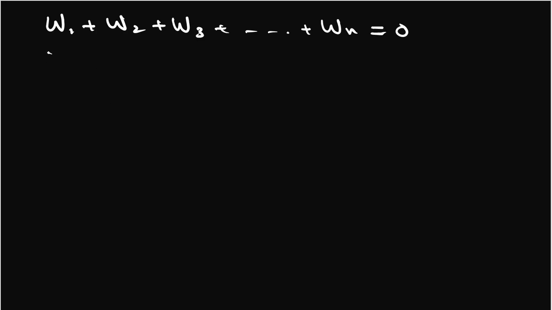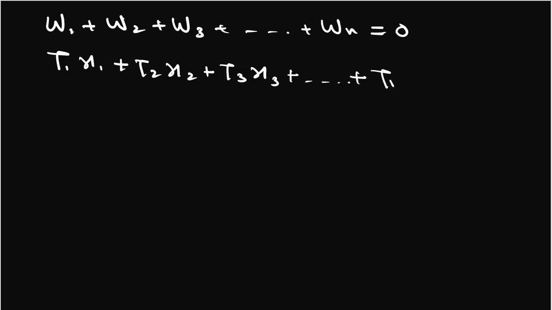Work done will be tension on first block into displacement of first block, plus tension on second block into displacement of second block, plus tension on third block into displacement of third block. And if tension and displacement are in opposite directions, it will be negative. If same direction, it will be positive. And plus tension on nth block, displacement of nth block, is equal to 0.